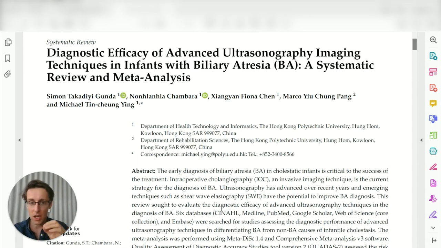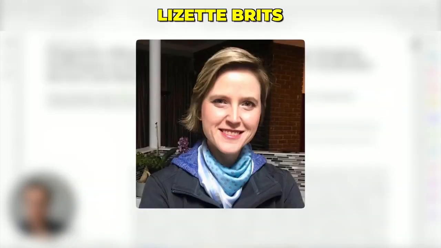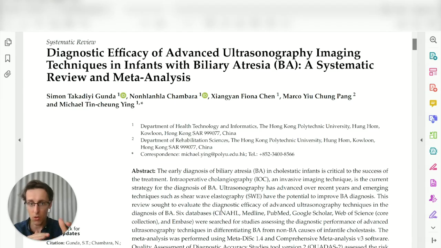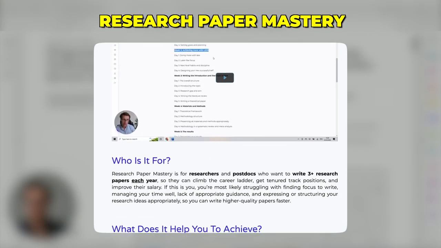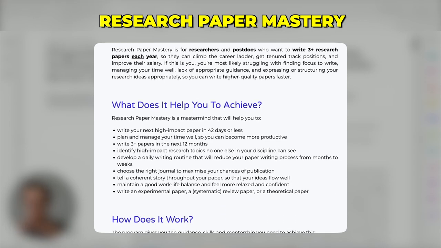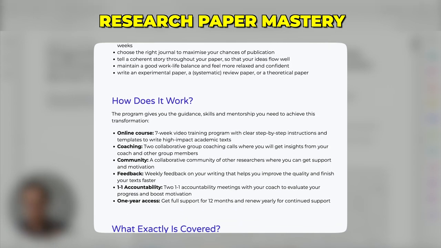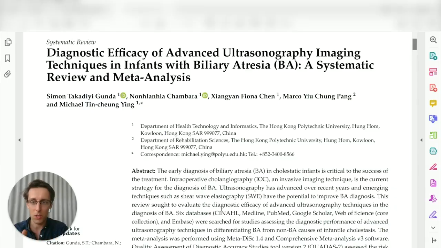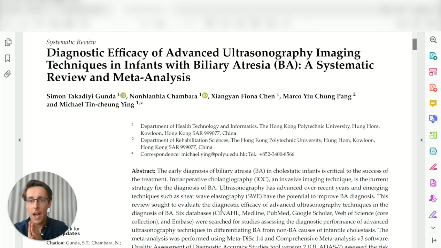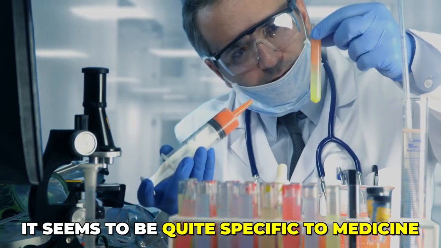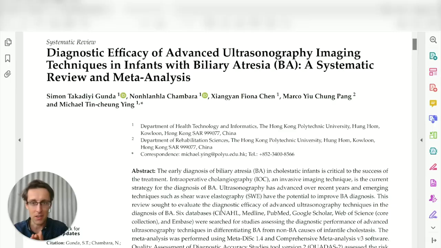And before I dive into it, I also wanted to thank Lisette Britz, who's a researcher on my program, Research Paper Mastery, for bringing it to my attention and sharing with me example papers. Without her bringing it to my attention, I probably wouldn't have noticed that, because it's not something that is done extensively in various fields, but it seems to be quite specific, for example, to medicine in this case. But with that said, let's take a very quick look at how this is done.